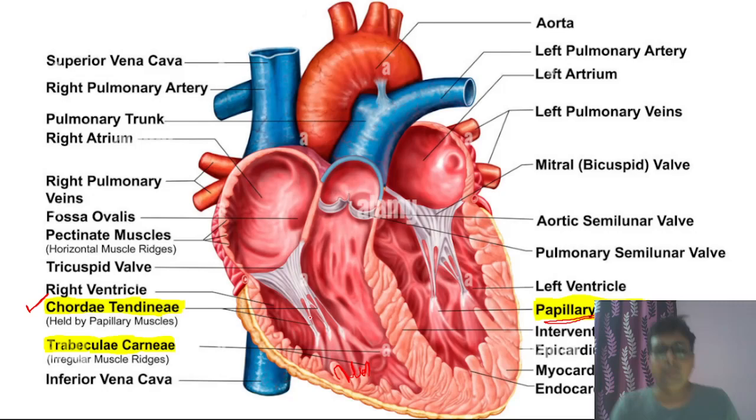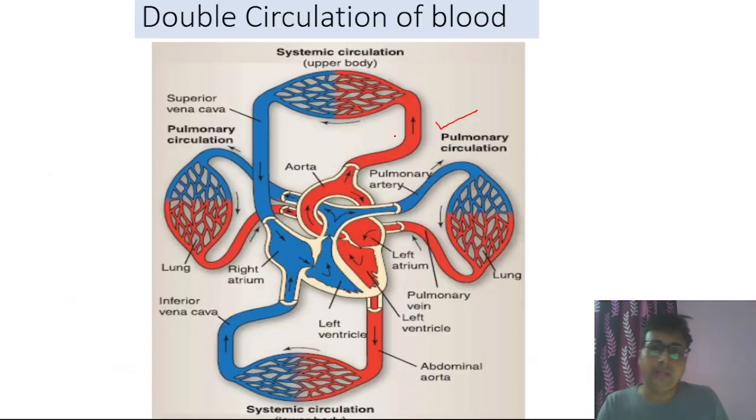Next comes the circulation of blood, how blood flows. We have double circulation of the blood. We know that the blood flows in the lungs also, as we have discussed. For oxygenation, that is called the pulmonary circulation, and when oxygen-rich blood flows into the body, the upper body and the lower body, it forms the systemic circulation.